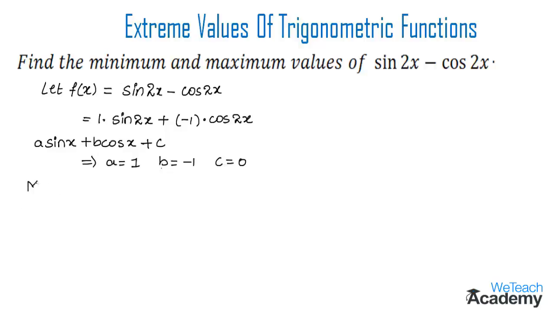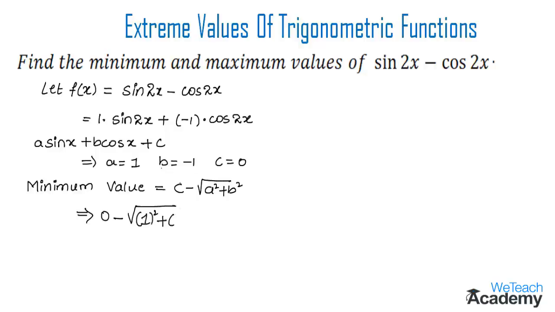The minimum value of the function is given by the formula c minus under root a square plus b square. And now let us substitute the values of a, b and c in the formula. So we get 0 minus under root a square, that is 1 square, plus b square, that is minus 1 whole square. So that implies we get 0 minus under root 1 plus 1, which is equal to 0 minus root 2. So minus root 2 is the minimum value of the given function.